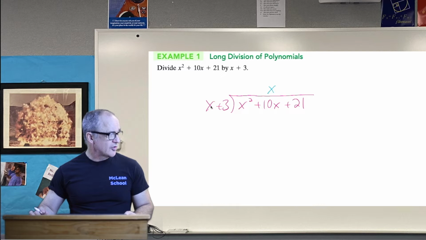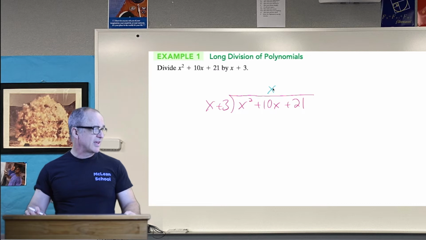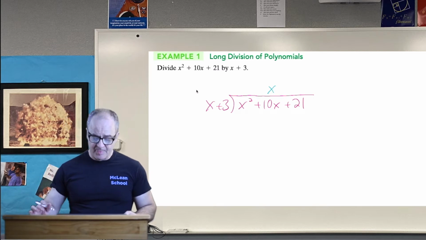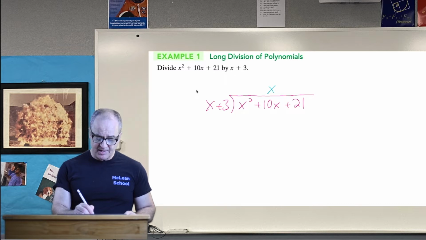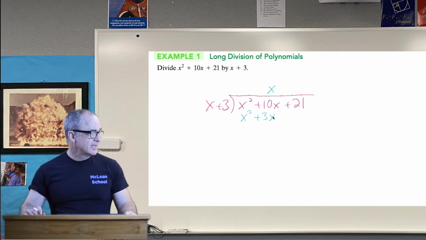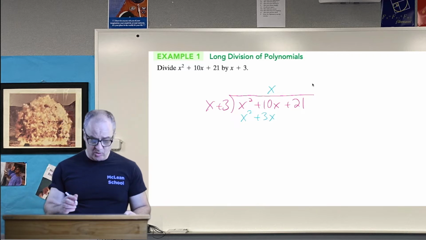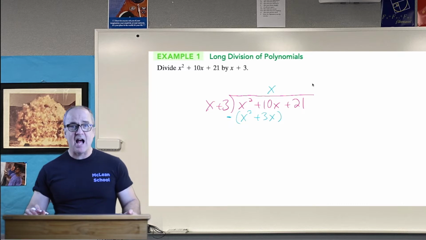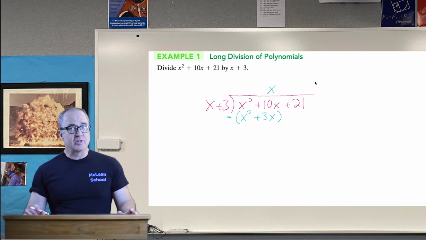I only use the first term to decide what to multiply by, but then when I multiply by that factor, I have to distribute it through everything that I'm dividing by. So I'm going to take this x and multiply it by x plus 3, which gives me x squared plus 3x. Now, I'm really picky personally about one thing, and that is I always write parentheses at this step. If I don't write these parentheses before I move on to the subtraction step, I will mess up. Maybe you can do it without it.